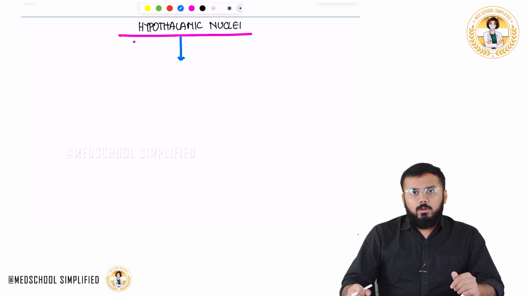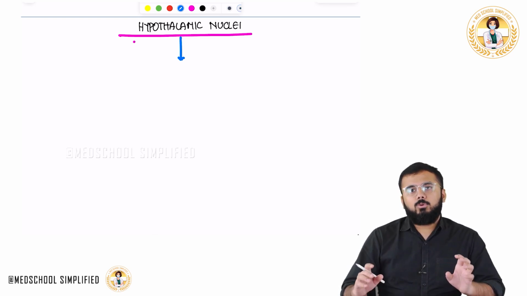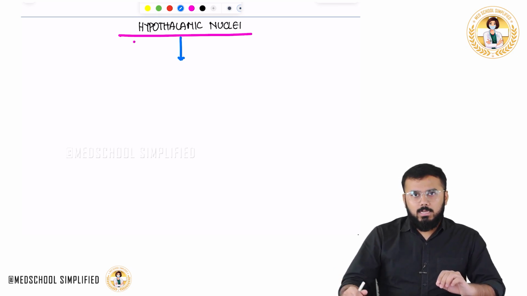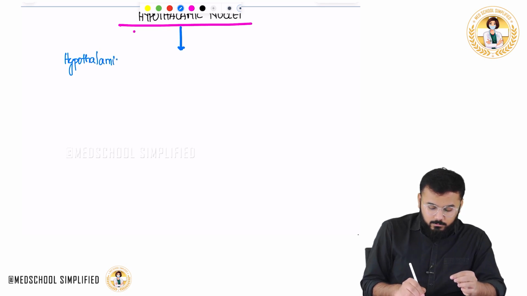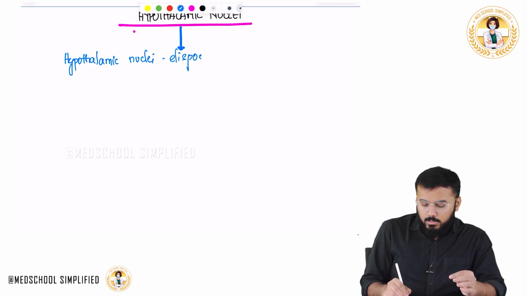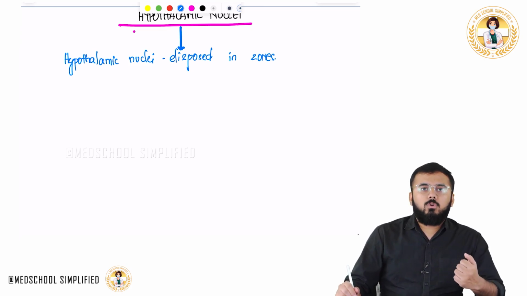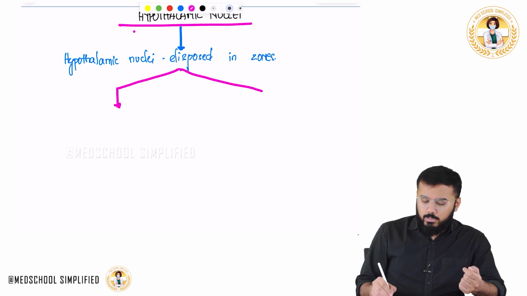For our convenience, we have divided these hypothalamic nuclei into two different zones. One is called a medial zone and the other is called a lateral zone. These hypothalamic nuclei are disposed in the form of zones. So how many zones do we have? We have two important zones, the medial zone and the lateral zone.